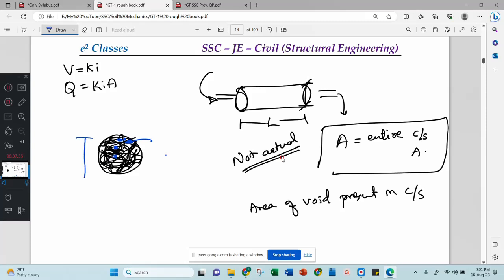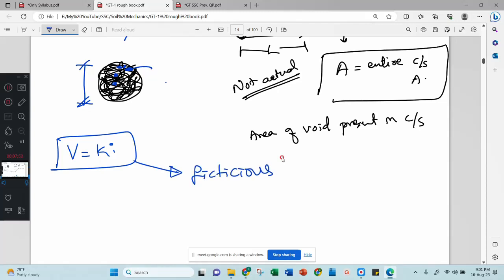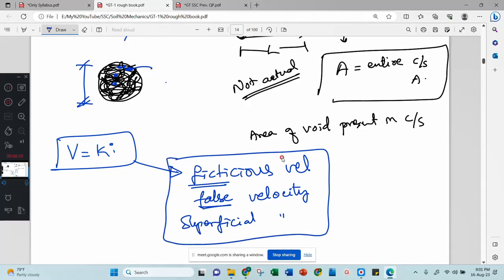Then why are you taking the entire area in this equation? Therefore, this becomes wrong. That's why the velocity we obtain by this equation is called a fictitious velocity. Fictitious means false. That is your false velocity. That false or fictitious, you can consider it as superficial. That is also superficial velocity. These three are the same velocity.